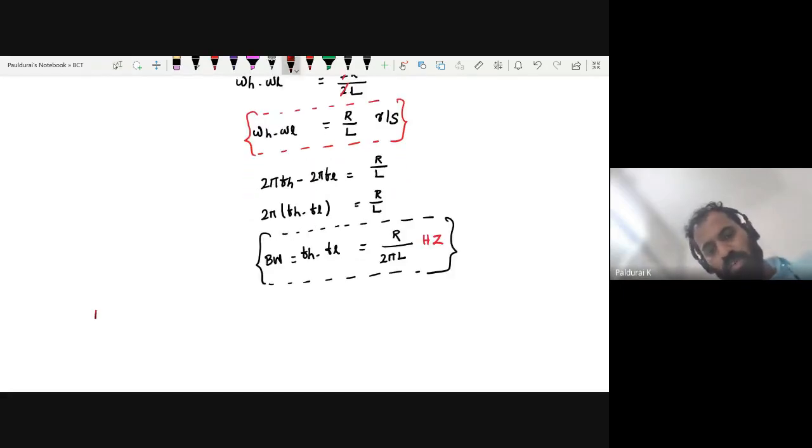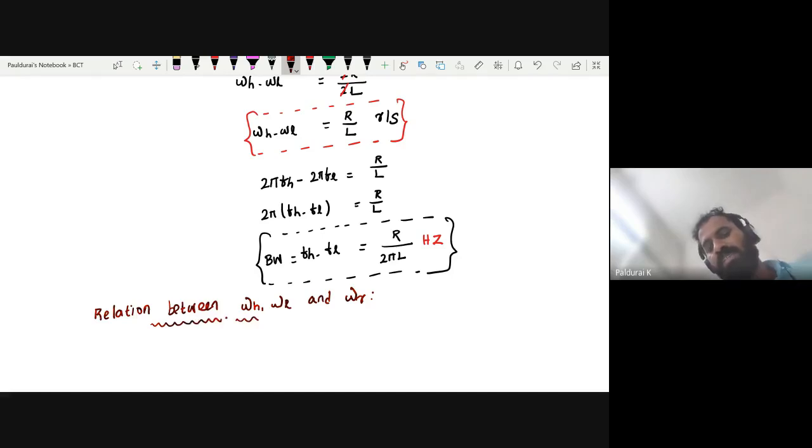Next, you want to know one more interesting relation between omega H, omega L, and one more, omega R, the resonance frequency. What is the relation between these three things? Very, very important relation. If you derive this relation, you will get omega R squared equals the product of omega L and omega H. That's quite interesting. That we will derive.